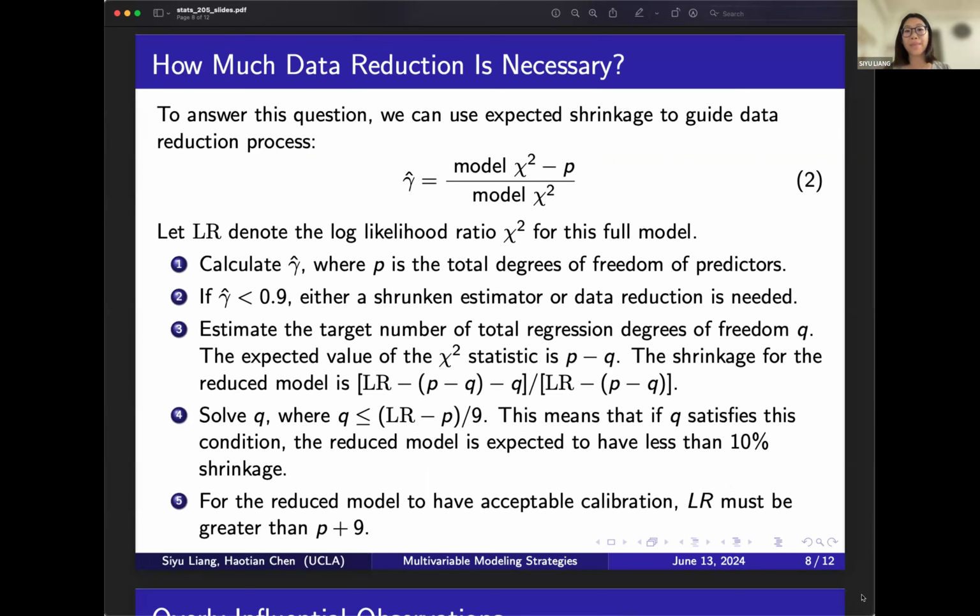The first step is to calculate the gamma hat. If the gamma hat is smaller than 0.9, it means we probably need to use these data reduction methods. Then we can calculate the target number of total regression degrees of freedom, and it needs to be smaller than or equal to LR minus P divided by 9. If we satisfy this condition, it means the reduced model is expected to have less than 10% shrinkage. The final step is that for the reduced model to have acceptable calibration, the LR must be greater than P plus 9. Is there any justification for this P plus 9?